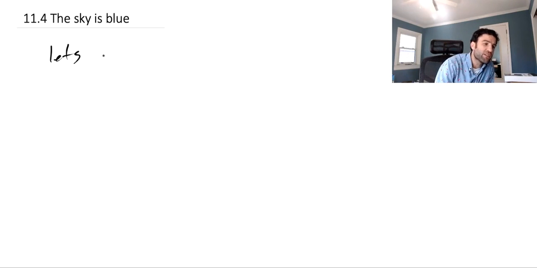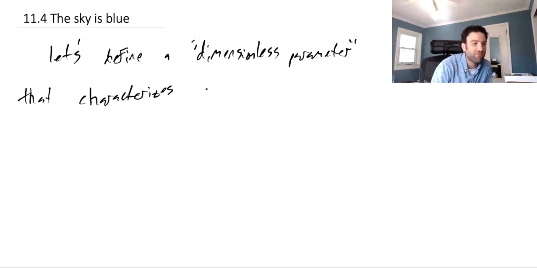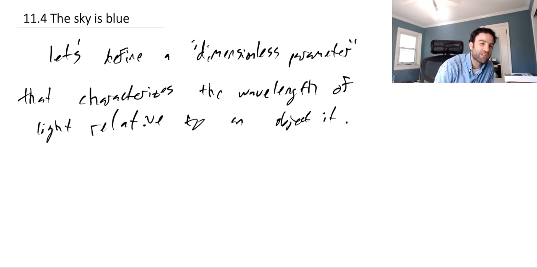Let's define a dimensionless parameter that characterizes the wavelength of light relative to an object it hits. So what do I mean by dimensionless parameter? I mean a combination of physical quantities that has no dimensions. So it's just a number.